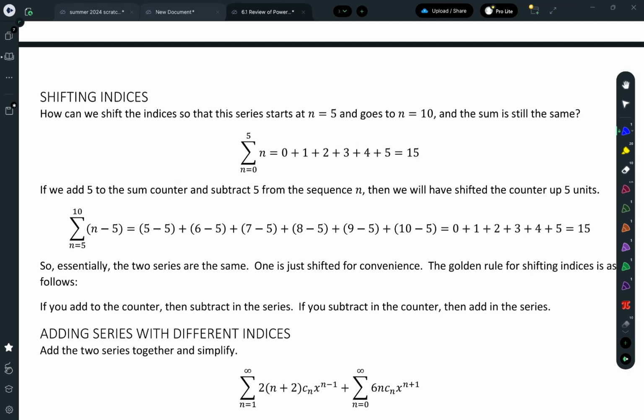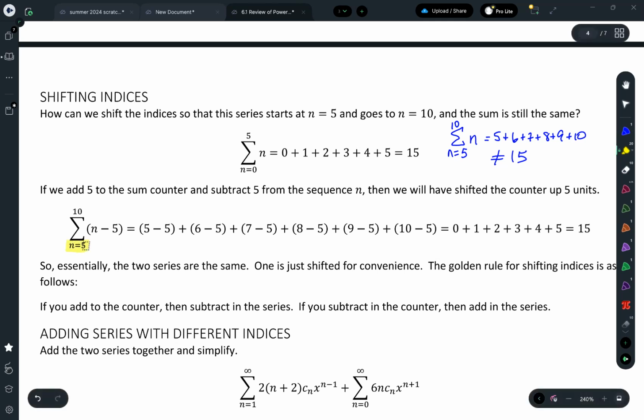Now, if I was just to shift the indices, say n goes from 5 to 10 of n, I would get a different value. That would be 5 plus 6 plus 7 plus 8 plus 9 plus 10, and that does not equal 15. So it's not okay for us to just shift the counter. We have to offset shifting the counter. And the way we do it is if we add in the counter, then we're going to subtract in the sequence. And so down below I showed that.